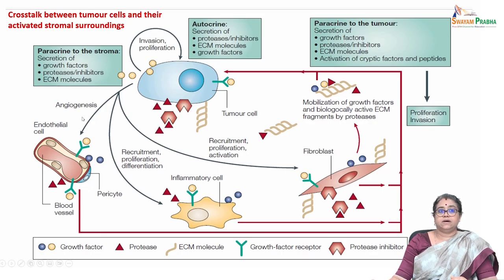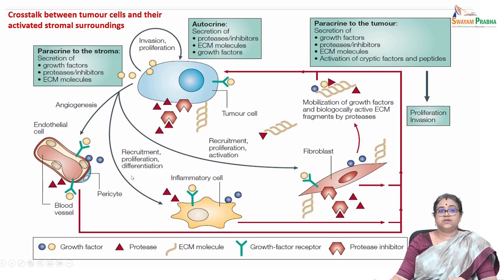Now, when the tumor cell influences the stroma, that will lead to angiogenesis, new blood vessel formation. So, this is what is shown here. You have the endothelial cell, which is a blood vessel. You have the pericyte, and they are producing certain kinds of growth factors, which is leading to new blood vessel formation.